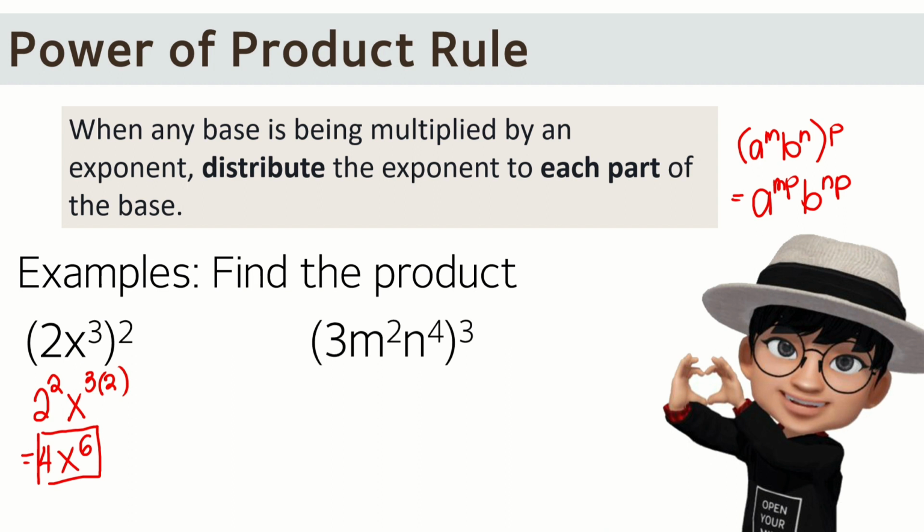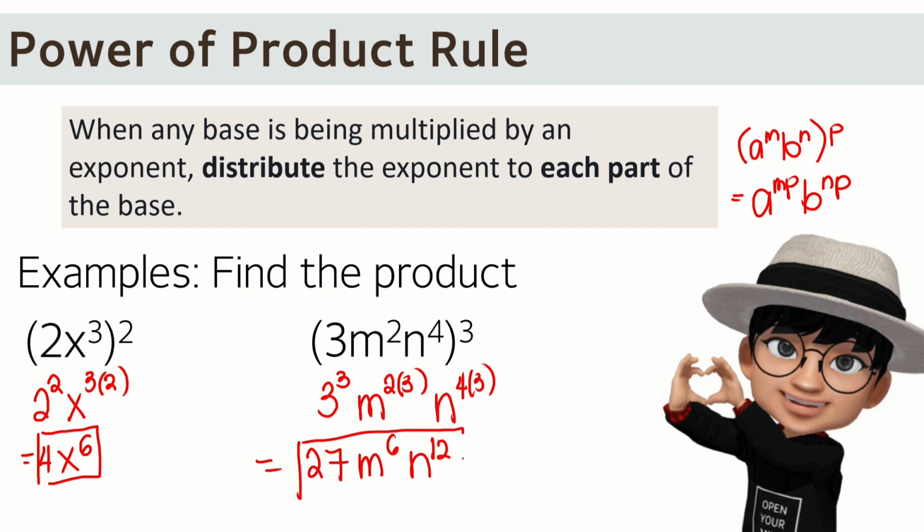And for our last example, if we have 3m squared n raised to the fourth power, raised to the third power, we again distribute the exponent to each part of the base. So that is 3 raised to 3, m raised to 2 times 3, and n raised to 4 times 3. So 3 times 3 times 3 is equal to 27. m raised to 6, n raised to 4 times 3 is 12. So this is now the answer.